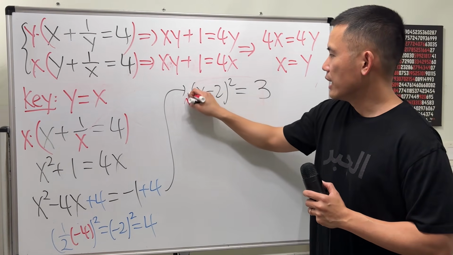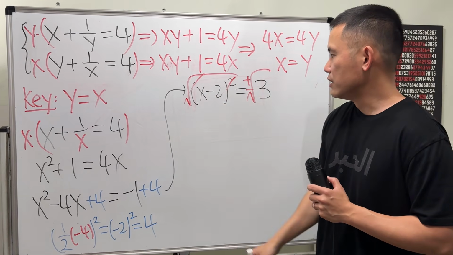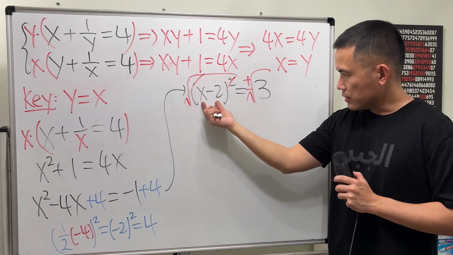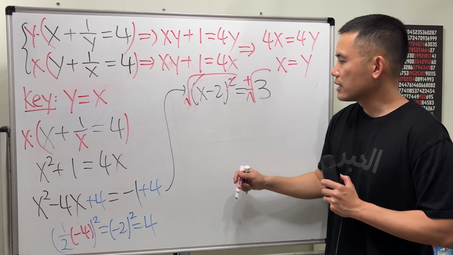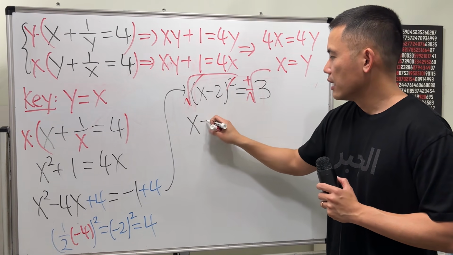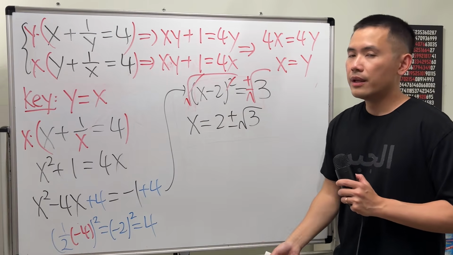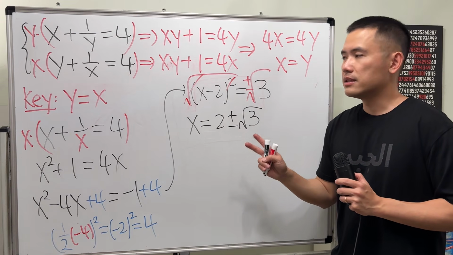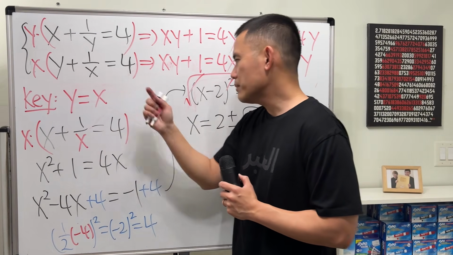And then just go ahead, take the square roots of both sides. Don't forget the plus minus. Get rid of this. x minus 2 is equal to plus or minus square root of 3. Add 2 to both sides. We get x is equal to 2 plus or minus square root of 3. So it has two possibilities. And remember, we also have to get a y, but y is the same as x.